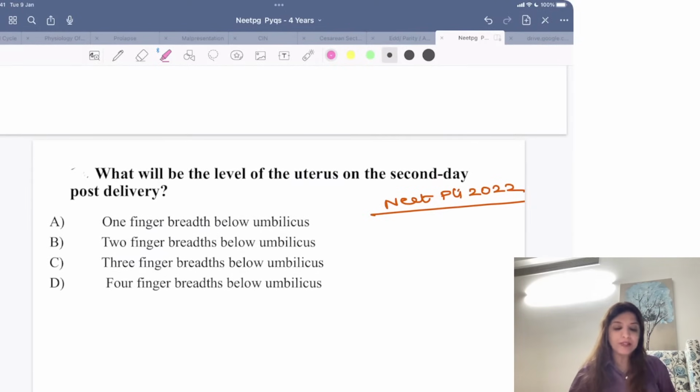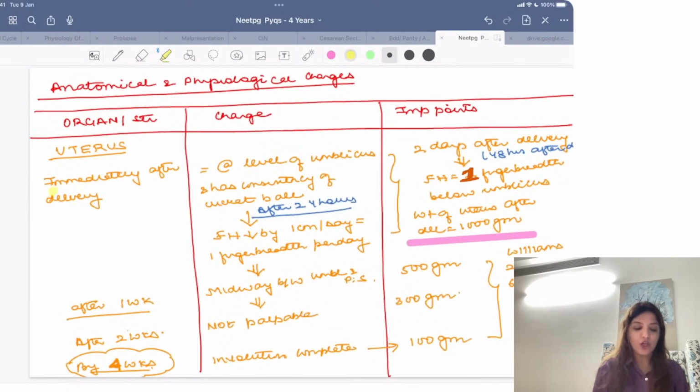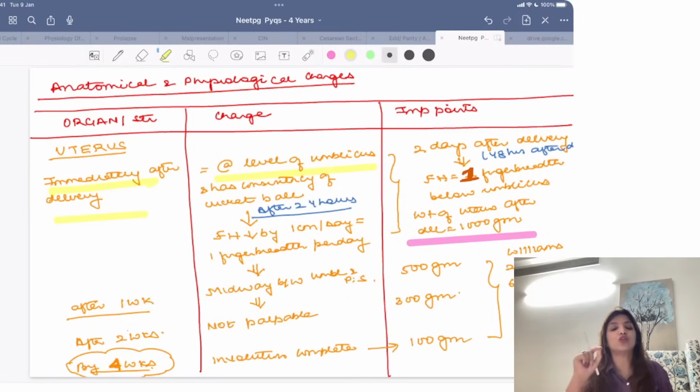Okay. Now what will be the level of uterus on second day post delivery? For this, please remember that immediately after delivery, uterus is at the level of the umbilicus, just below the umbilicus, and it has the consistency of a cricket ball. Till 24 hours after delivery, there is no involution. After 24 hours, the height of the uterus will decrease by 1 centimeter per day, that is 1 finger breadth per day.